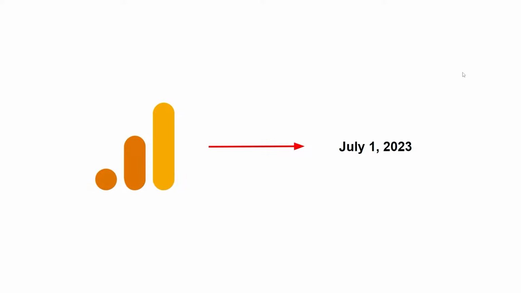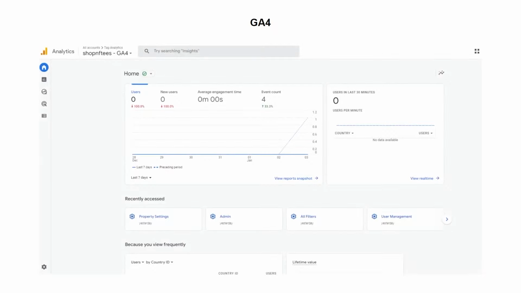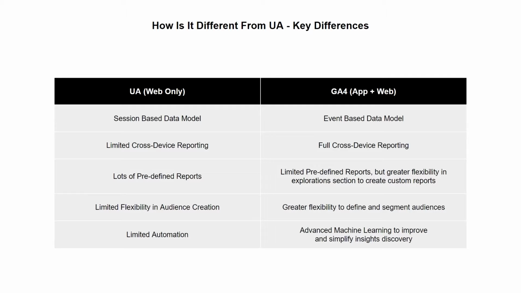Now you must be wondering, how is it different from UA? First of all, GA4 is built on a completely new architecture, and you can see that here. This is the old UA interface and this is the new GA4 interface. But we'll discuss this in detail in the upcoming videos. As you know, UA is a web-only platform and GA4 is a combination of both web and app, but there are many other key differences between these platforms as well.